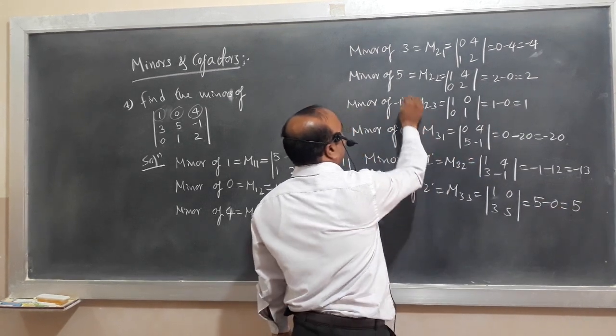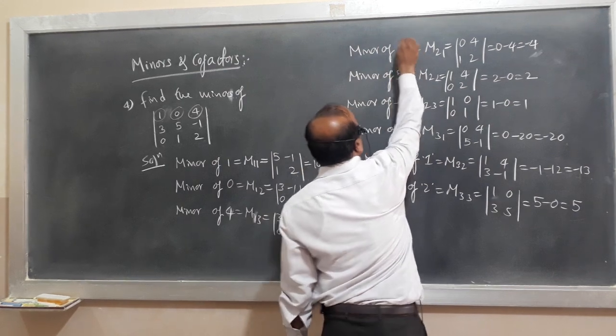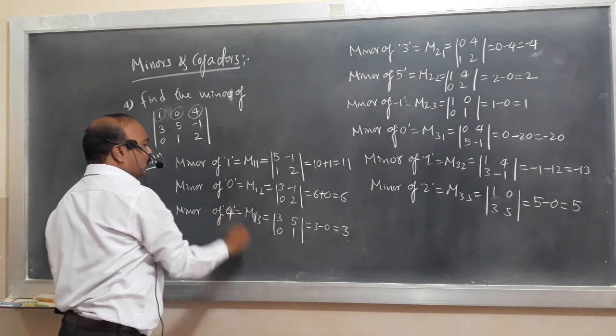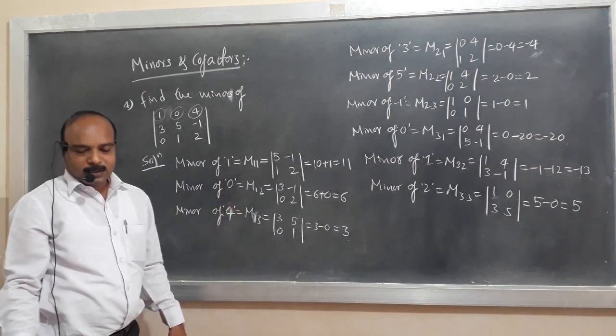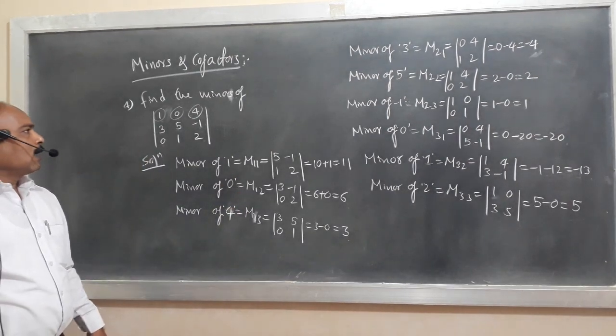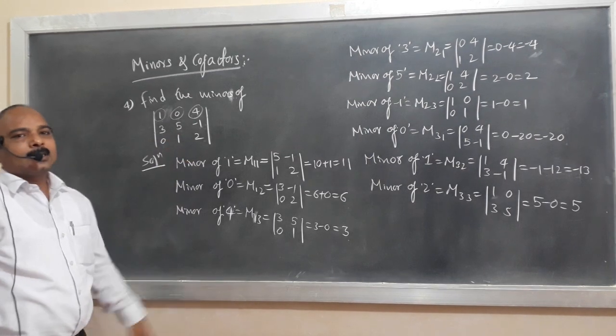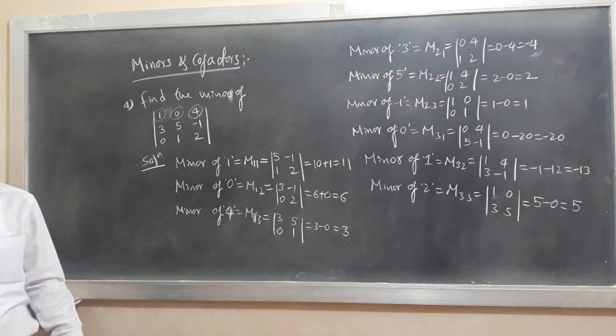So like this, we calculate the minor of every element by using the definition of minors of the given element. Now we calculate like this all the minors of the elements of the given determinant. Take the solution.